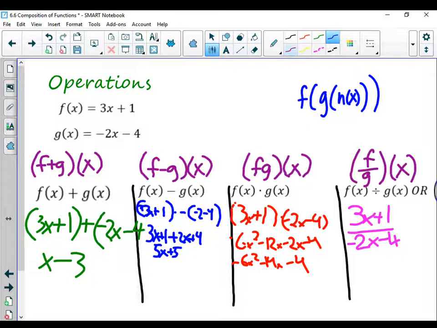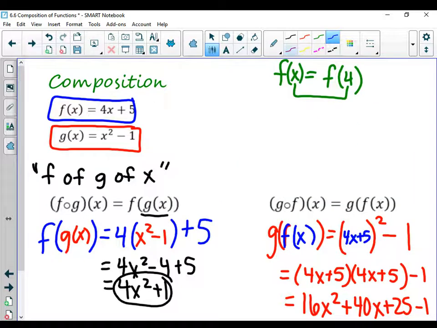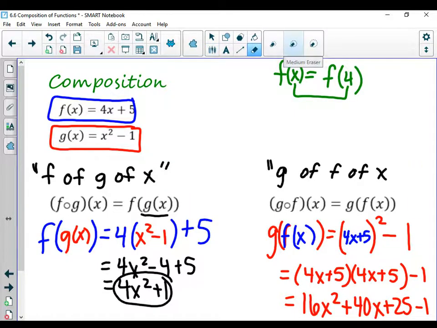Okay. Any questions on the actual composition of functions? I'm sorry, I forgot to write this one up there too. This is g of f of x. Whoops, not a parentheses. Okay, let's try another round.